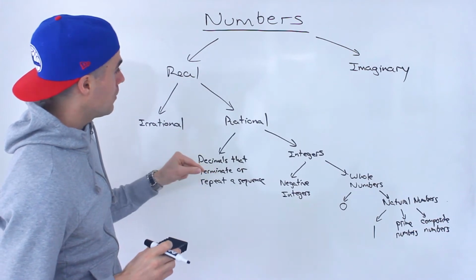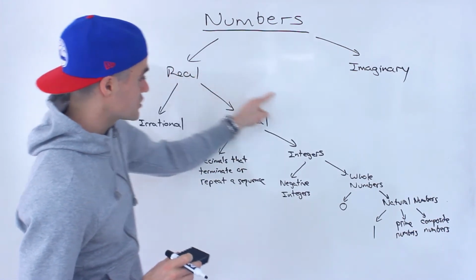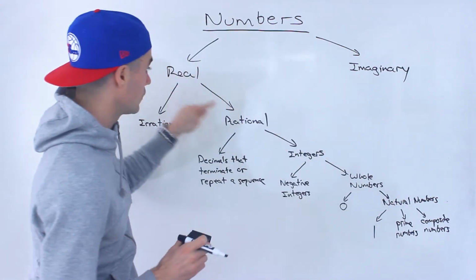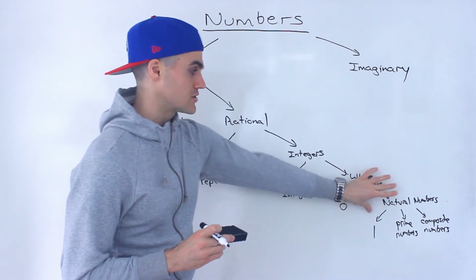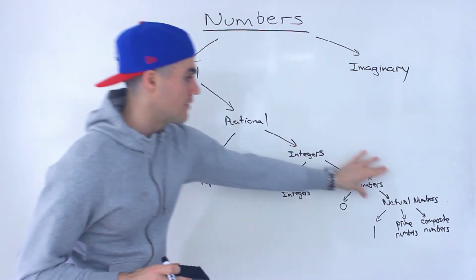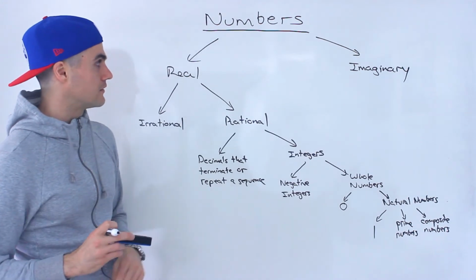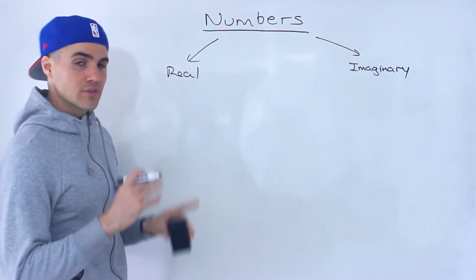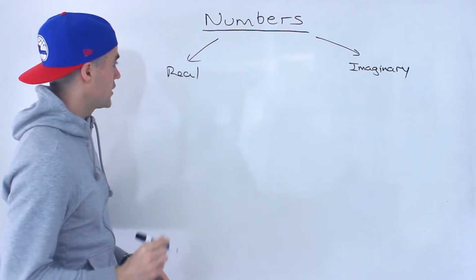But at the end of the video, I'll also show you different ways that this could be shown, especially this row right here, from real, rational, integers, whole numbers, and then natural numbers. There's a popular way that this portion can be shown, and I'll show it to you at the end of the video. So let's start off with those two high-level classifications for numbers, so real versus imaginary.